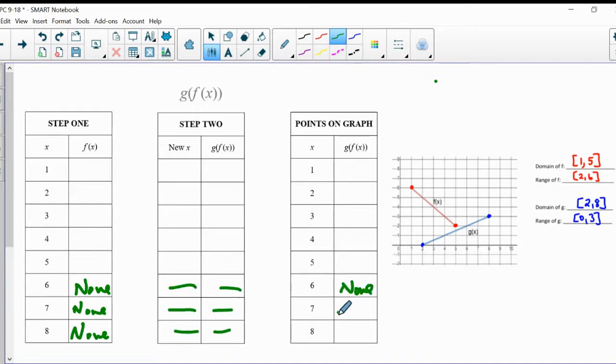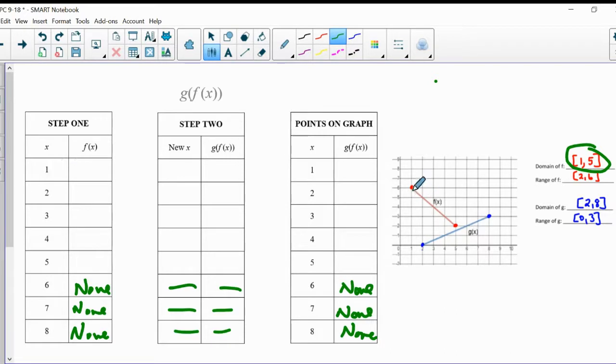on anything bigger than 5. Because if we look at the domain of f, it's from 1 to 5. So if I tried to plug in 6 or 7 or 8, I wouldn't get anything. So I already know that those are not points on the new graph of g of x.